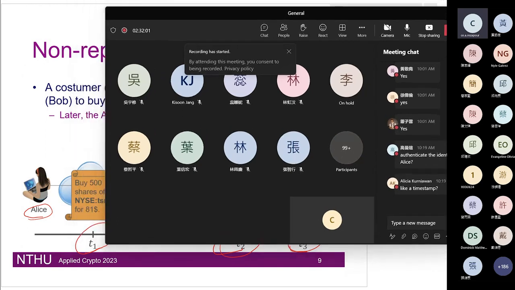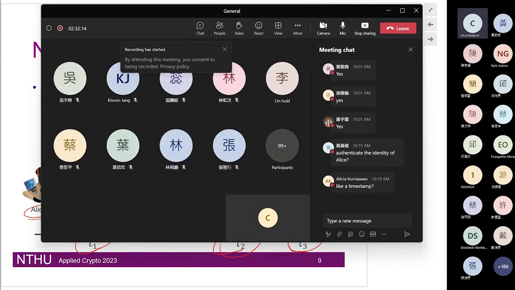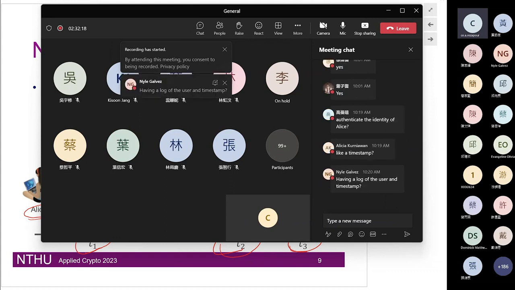Well, Bob authenticated that it was Alice, and that's why he executed that order. But right now, Alice says that she didn't send that message. He doesn't have a proof. Like a timestamp? No, Alice, I'm afraid that couldn't really help now, the timestamp. Having a log of a user and timestamp, yeah, we are getting there.